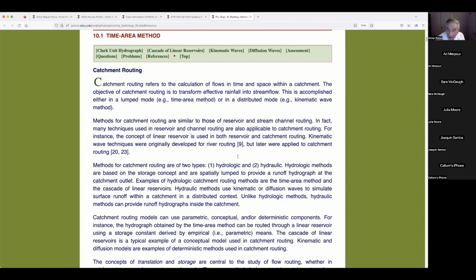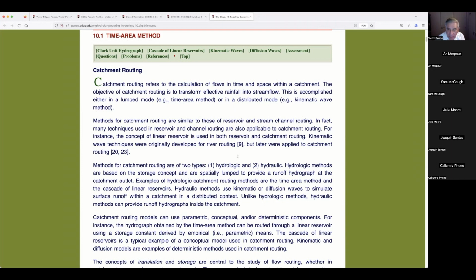Examples of the hydrologic catchment routing methods are significantly the time area method and the cascade of linear reservoirs. Today, we're not going to talk about the cascade because the cascade comes third in position in my book, and we're only going to presumably cover the time area method and the Clark method. So the cascade will be left for next Wednesday because Monday we're busy.